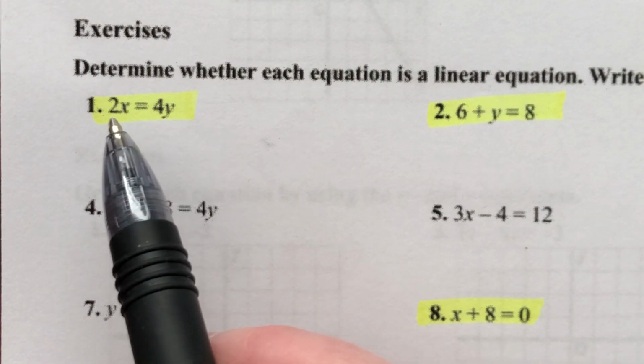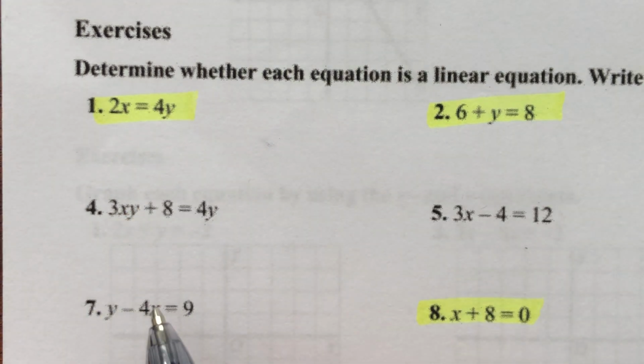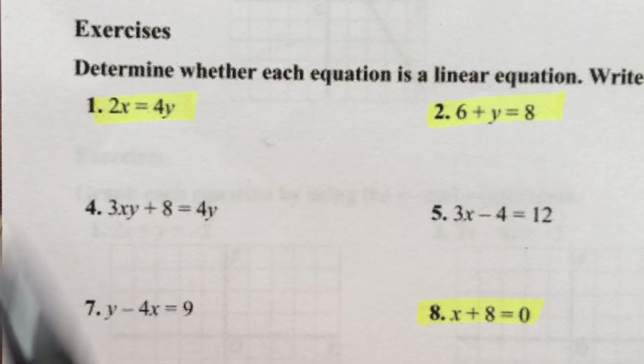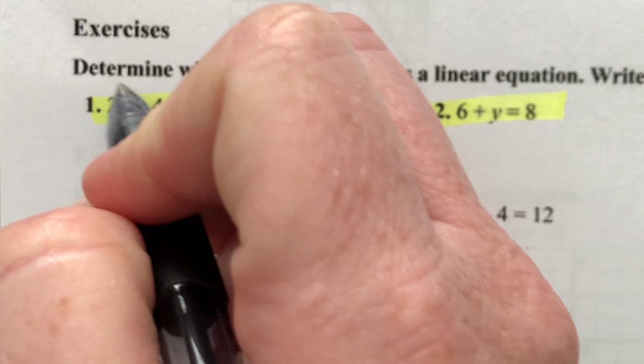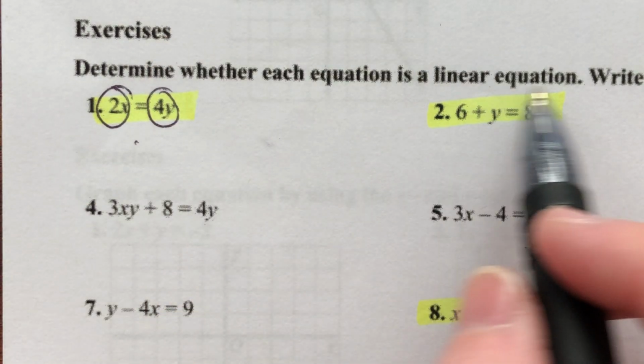2x equals 4y. 2x is a term separated by an equal sign from 4y. So there's no exponents, and each term, I can circle them, each term only has one variable. So yes, this is linear.